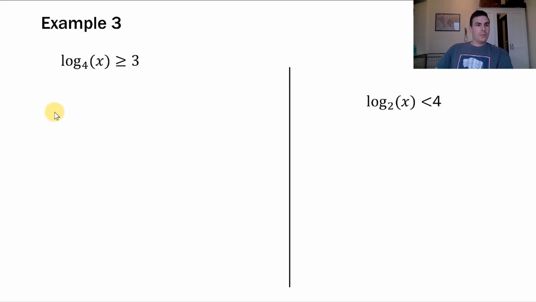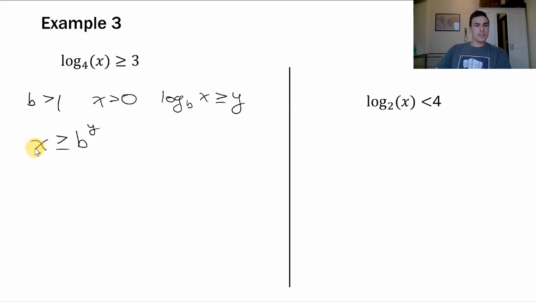All right, example 3, we're going to solve some inequalities here. So I've got log base 4 of x is greater than or equal to 3. So my base is greater than 1. X, we're going to say, is greater than 0, because again, this has to be positive inside of here. And I've got log base b of x is greater than or equal to y. So in our concept slide, we saw that that is going to be equal to x is greater than or equal to base b raised to the y. So I can tell right away that this is going to be x is greater than or equal to 4 raised to the third power.